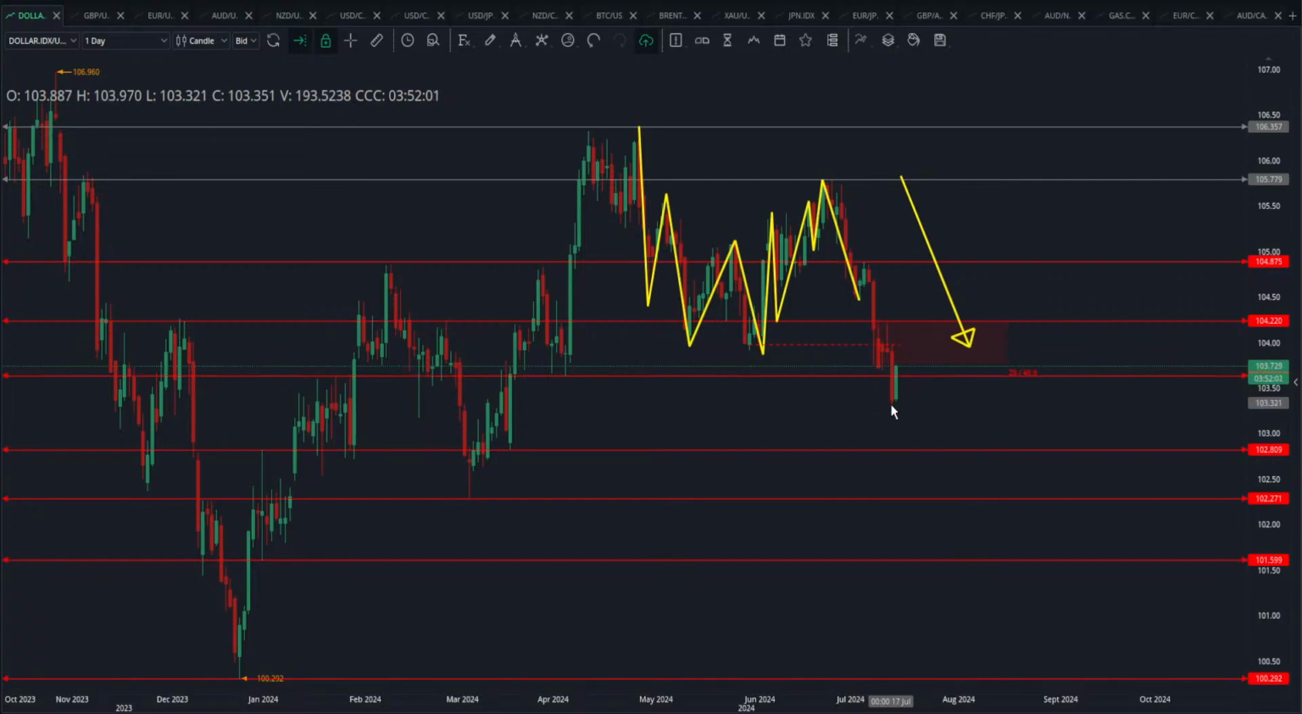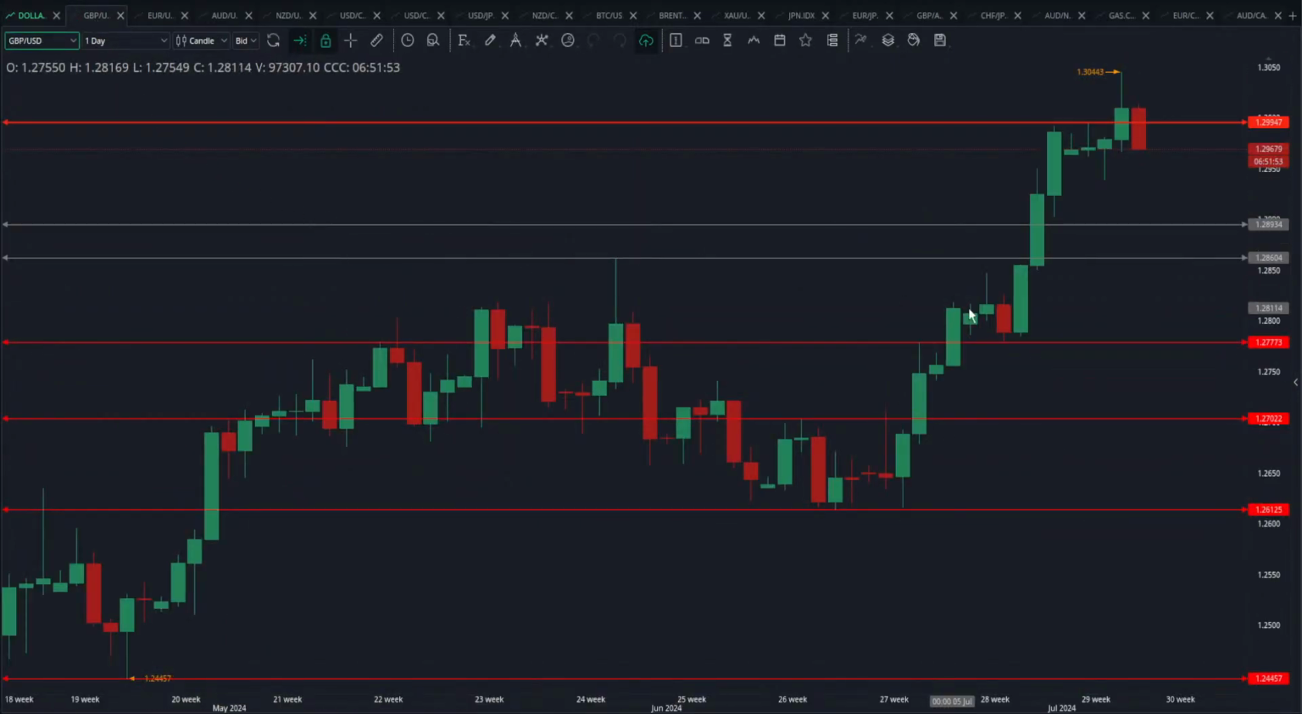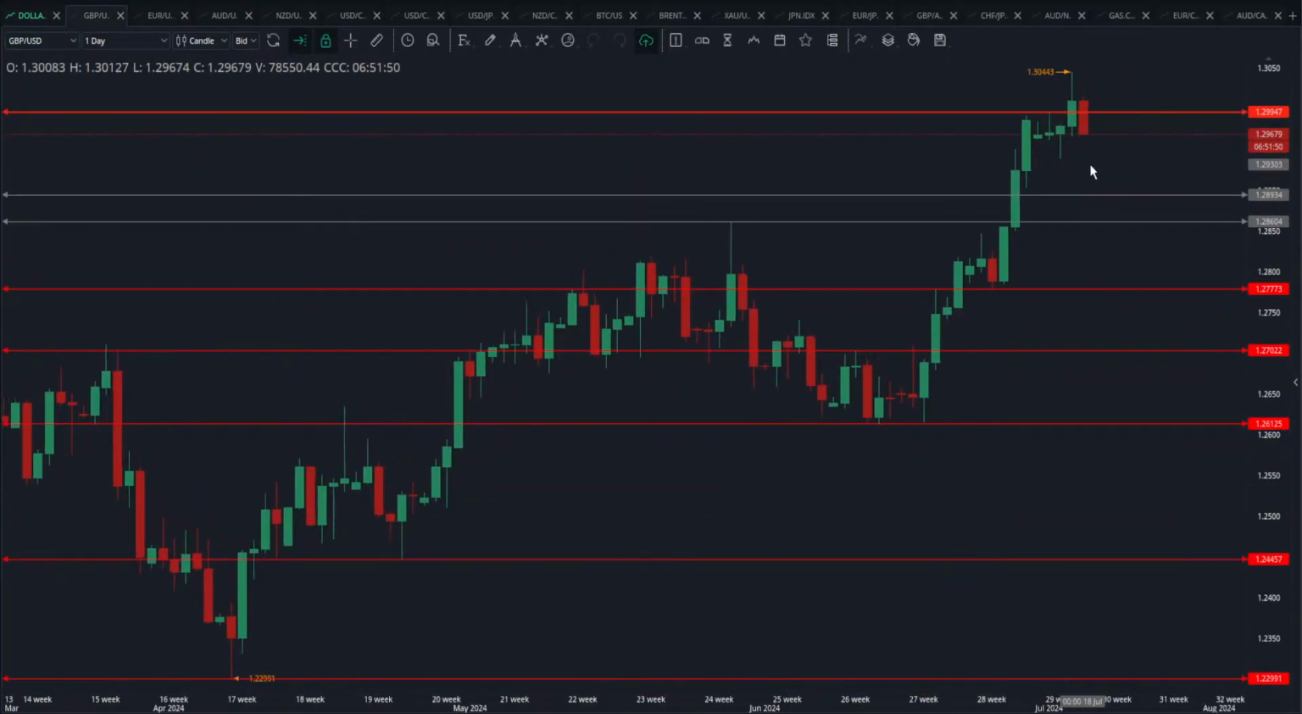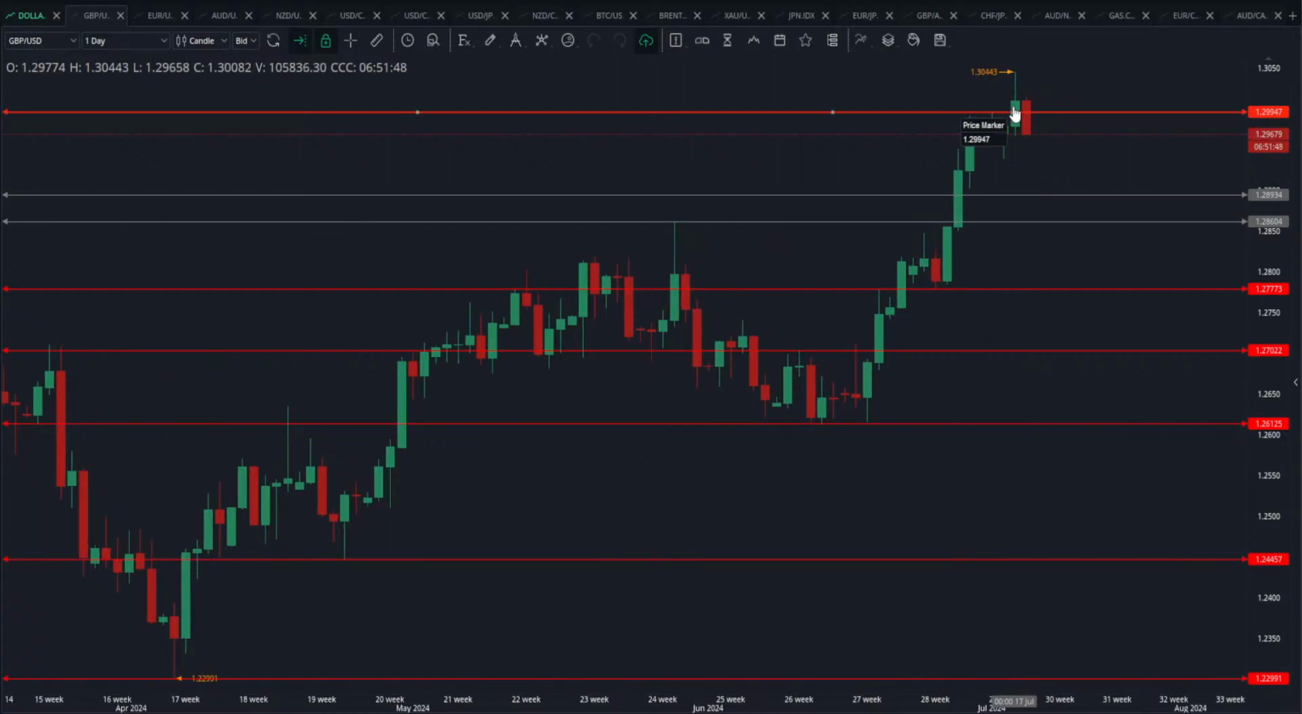So this can be just a pullback before it delivers down to 102.80. Let's go. Pound. What is happening in the pound? So the pound made a high of 1.3044 and then it started going down.